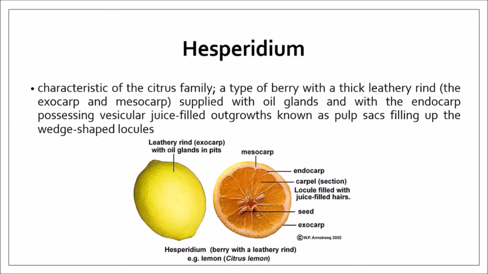Hesperidium is actually the characteristic of the citrus family. It is actually a type of berry. However, it has a thick, leathery rind, which is the exocarp and mesocarp, supplied with oil glands, and with the endocarp possessing vesicular juice-filled outgrowths known as pulp sacs, filling up the wedge-shaped locules or chambers.